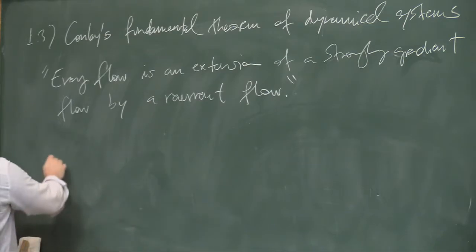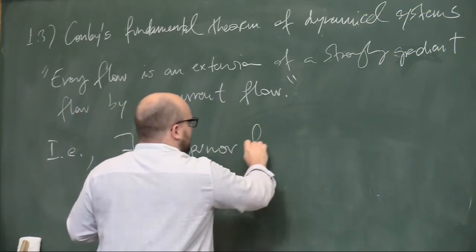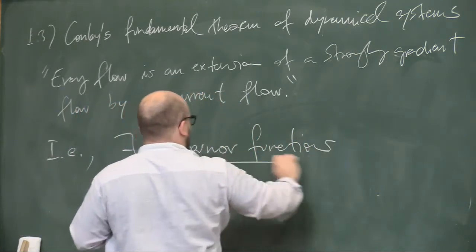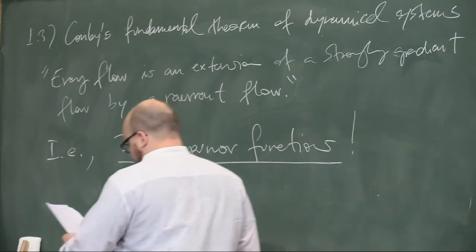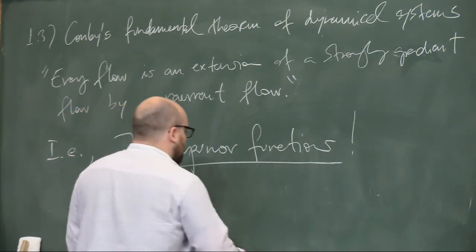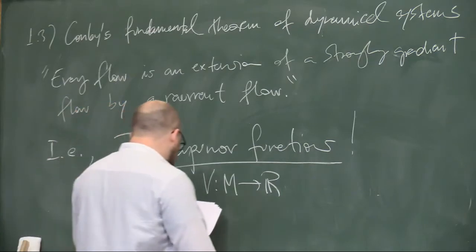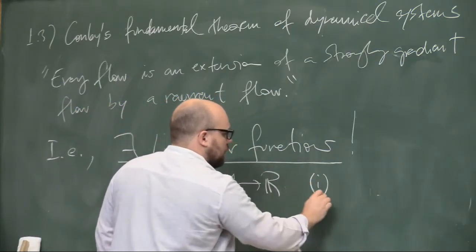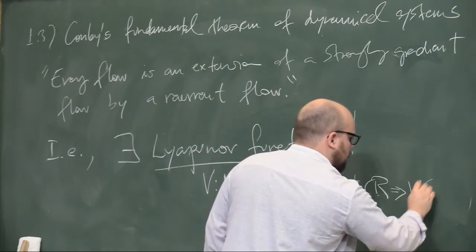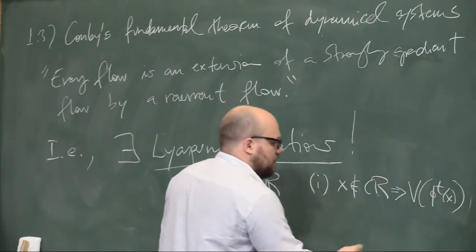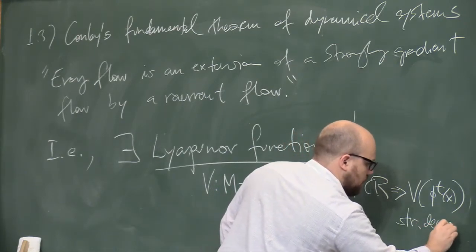So in other words, there exist Lyapunov functions. That's going to be playing the role of our Morse function. Okay? So let me tell you what a Lyapunov function is. A Lyapunov function is a function from the phase space such that, one, if you have a point not in the chain recurrent set, then the function decreases strictly. So strictly decreasing.